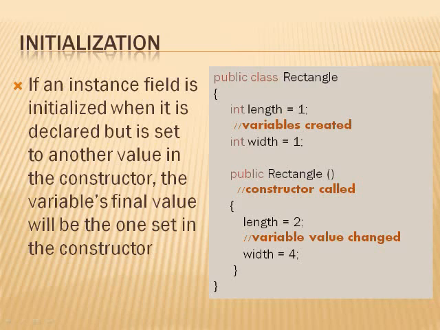Initialization. If an instance field is initialized when it is declared, but is set to another value in the constructor, the variable's final value will be the one set in the constructor. To the right, we have an example of the Rectangle class, where the variables are created, the constructor is created, and then the variable values are changed.